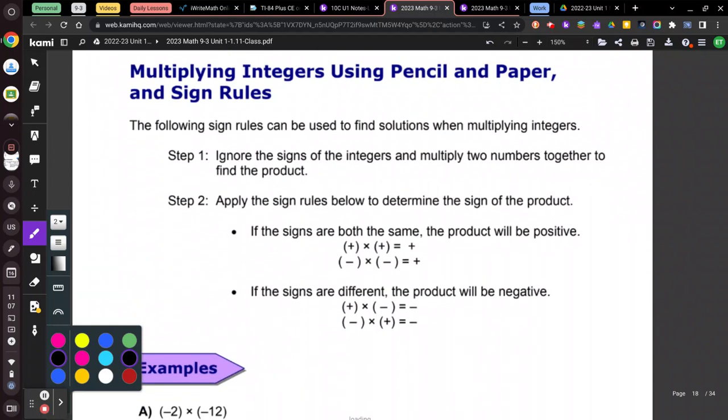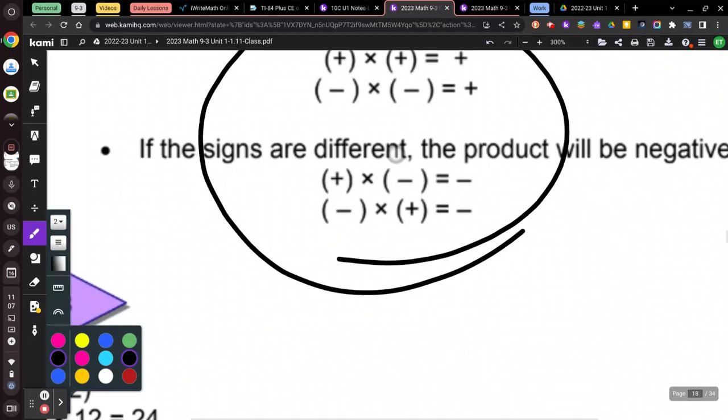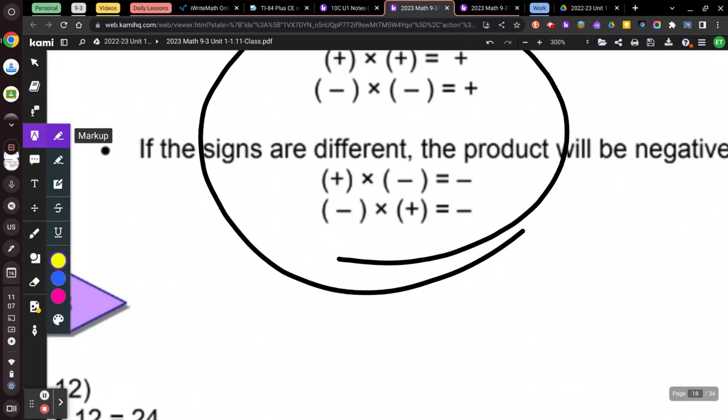If we're using pencil and paper, this is what they're telling us. Okay, those are the rules we just wrote down. So if the signs are the same, they give you positive answers. If the signs are different, they give you negative answers. And take a look at this part right here. Does it matter if the negative comes first or if the negative comes second? Does it matter?